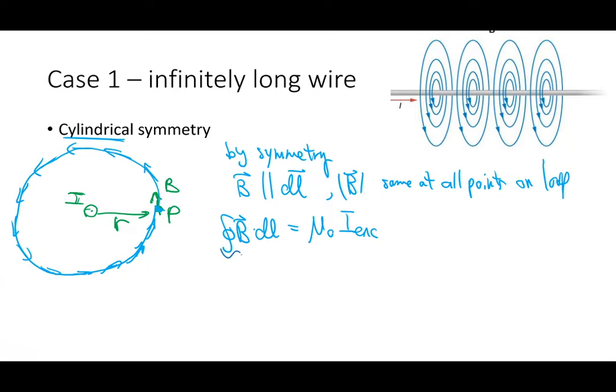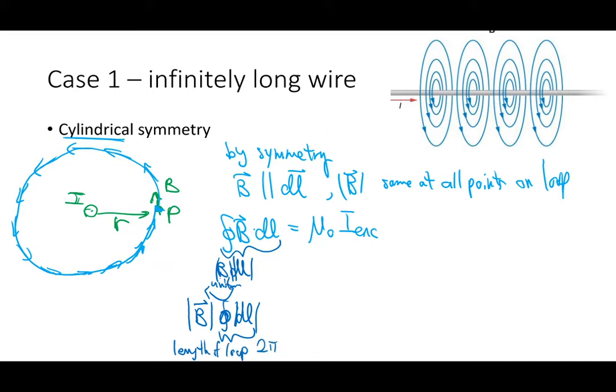Right, we'll deal with this side first. We talked about how B dot dl, they're parallel, so that's just equal to B dl, magnitude-wise. And this is uniform, the same everywhere, so it comes out of the integral, and we're left with the magnitude of B and the loop integral of just dl, which would be just the length of the loop, which is 2 pi times little r.